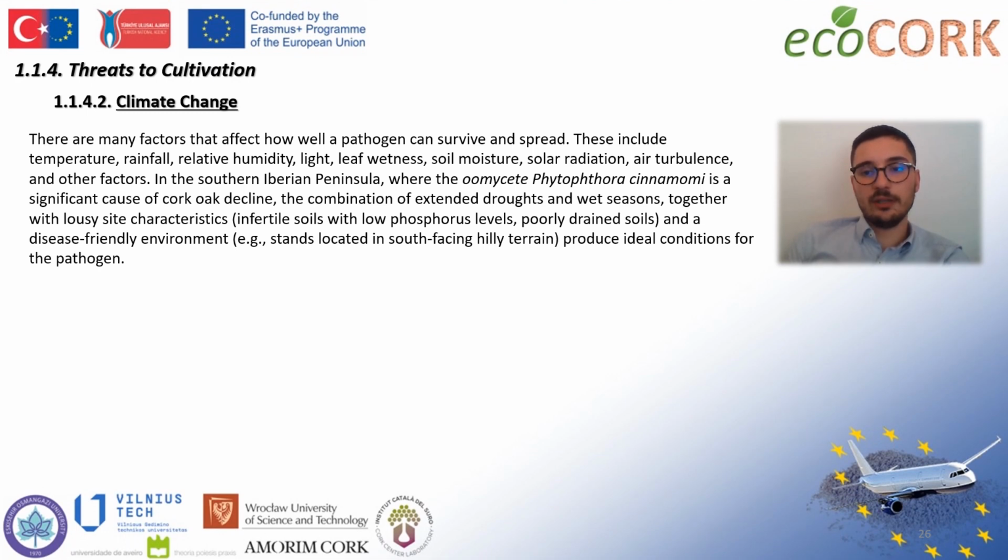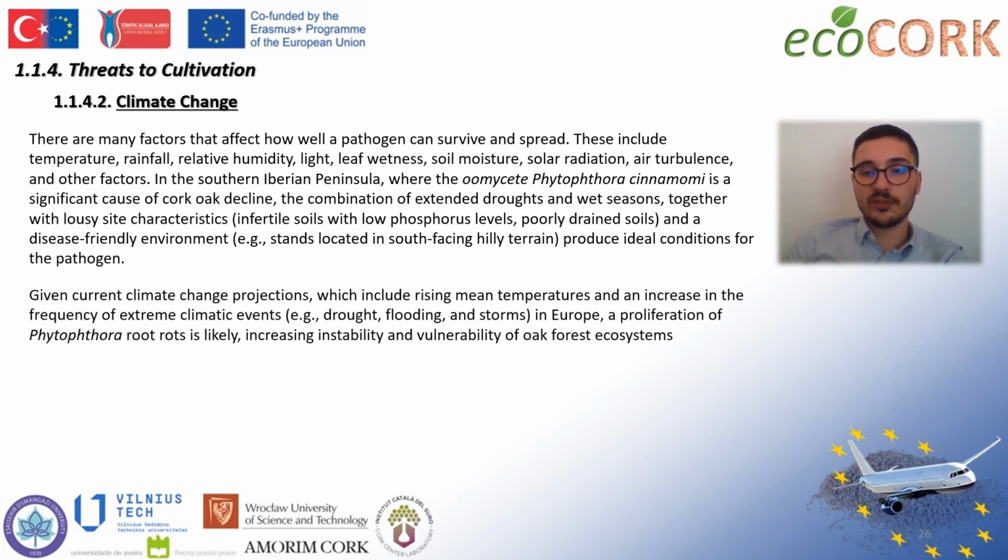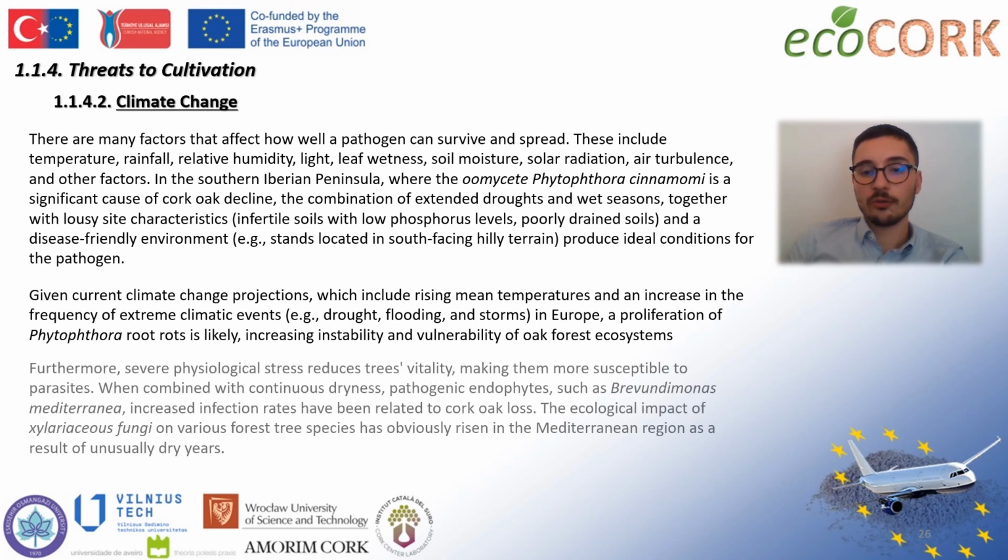How well a pathogen can live and spread depends on a lot of different things. These include temperature, rainfall, relative humidity, light, leaf moisture, solar radiation, air turbulence, and other things. In the southern part of the Iberian Peninsula, long droughts and wet seasons, bad site characteristics, and a disease-friendly environment make it easy for pathogens to spread. Also, a lot of physical stress makes trees less healthy, which makes them more vulnerable to parasites. When pathogenic endophytes were combined with constant dryness, the number of infections went up. This has been linked to the loss of cork oaks.